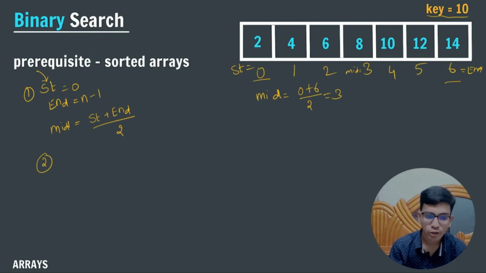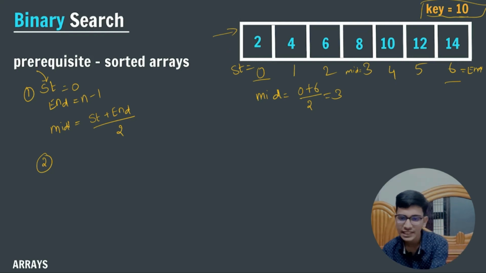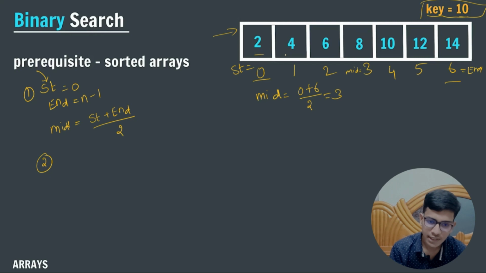Now I am going to check in the second step. I know what my key is. I already know that the given array is sorted. So let us consider that this is my ascending array. The values are increasing after each index, right? So here we can see that the values are increasing.